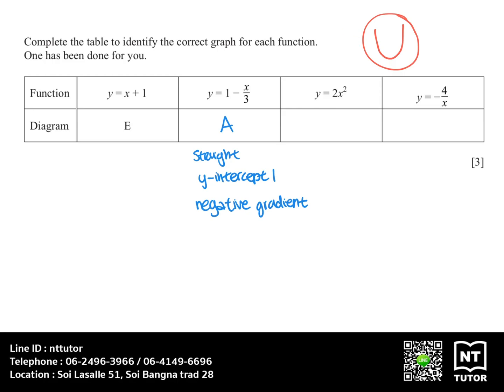And when we substitute x equals 0 in, y equals 2 multiplied by 0 to the power of 2. Therefore, y is also equal to 0 when x is equal to 0. So we're looking for a graph that passes through the origin and is a parabola that opens upwards like this.